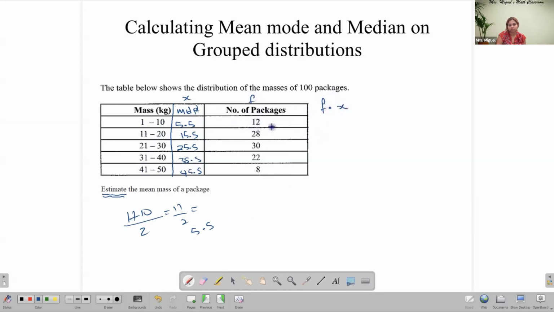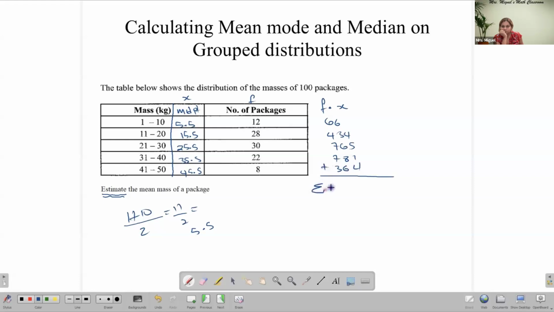So we can multiply 12 by 5.5, plugging that in your calculator. 12 by 5.5 gives you 66. And 28 times 15.5 gives us 434. 30 times 25.5 here gives us 765. 22 times 35.5 gives us 781. And the final one, 8 times 45.5 gives us 364. Now we need to sum these up, we need to add them up.